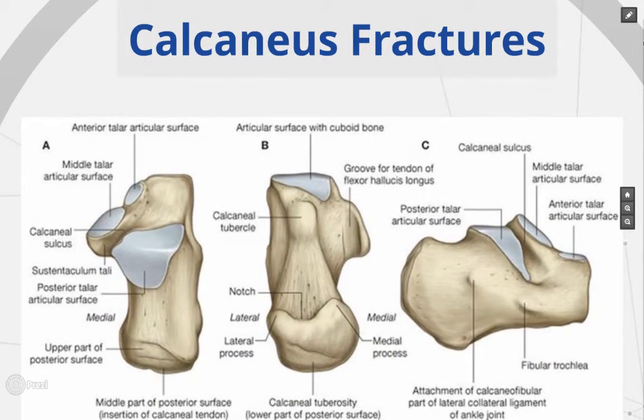Calcaneal fractures. This is the most commonly fractured tarsal bone. They are often accompanied by disability. Take a moment to review the anatomy of the calcaneus.